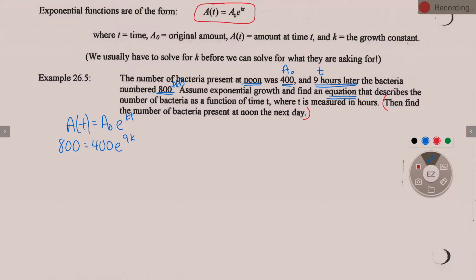I don't know, equation solving skills here. Dig deep. We're trying to solve for K, which is in an exponent. How do we get e to the 9K by itself first?